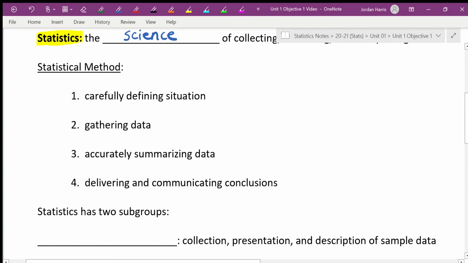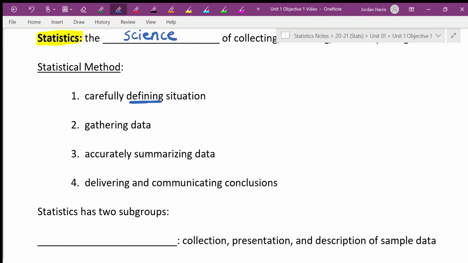But instead of calling it scientific method, because it is slightly different, it is a little more mathy, a little less science-y, I guess, they have their own method, which is called the statistical method. So there's 3 steps of the statistical method. First is carefully defining the situation. What are you looking for? Be very specific with it. And you'll see in our problems, they're very specific with their details, in the word problems.